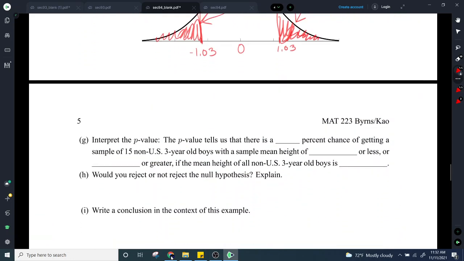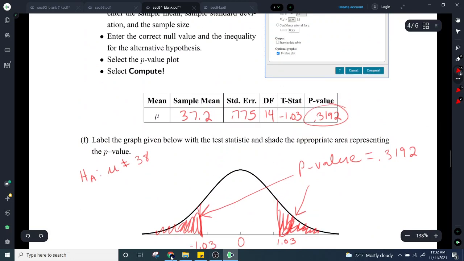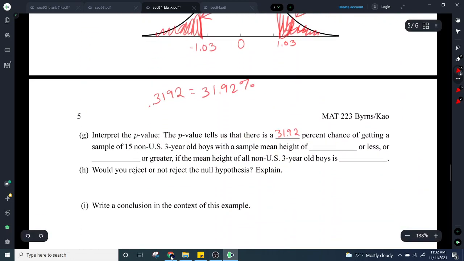So the p-value is 0.3192. If we change that to a percentage, that's 31.92%. There is a 31.92% chance of getting a sample of 15 non-US 3-year-old boys with a sample mean height of 37.2 or less, or... let me see what I'm trying to say here. What was my sample mean? I forgot. My sample mean was 37.2.